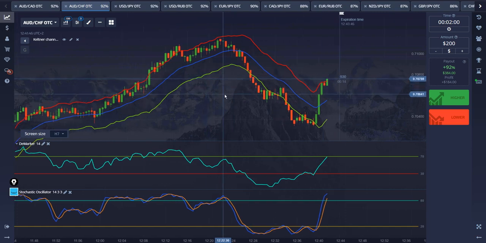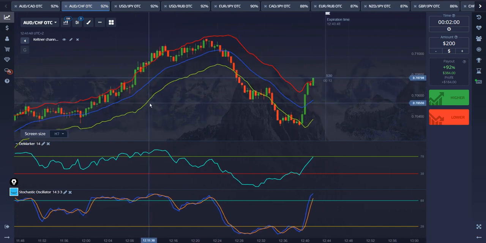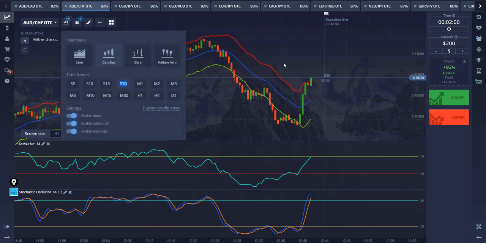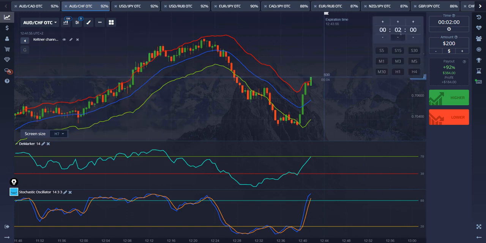Hello traders, today I'm sharing with you a very profitable OTC strategy for Pocket Option. For this tutorial I'm using a 30-second candle time frame and a 2-minute trade expiry time.